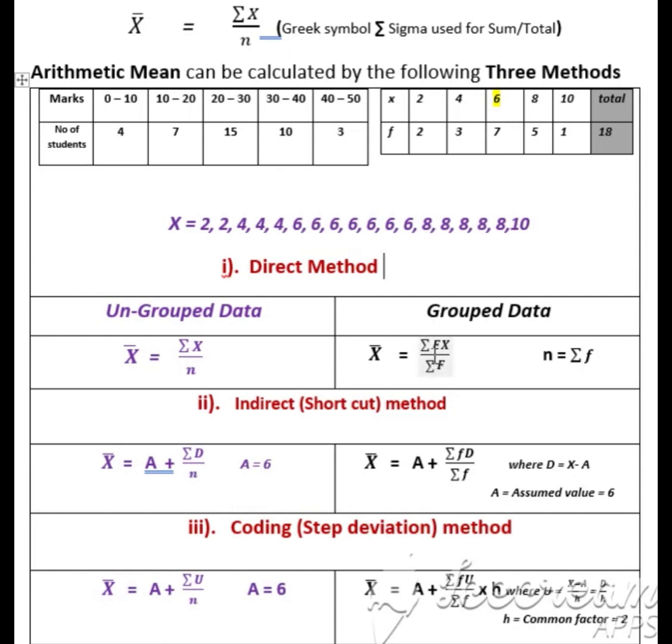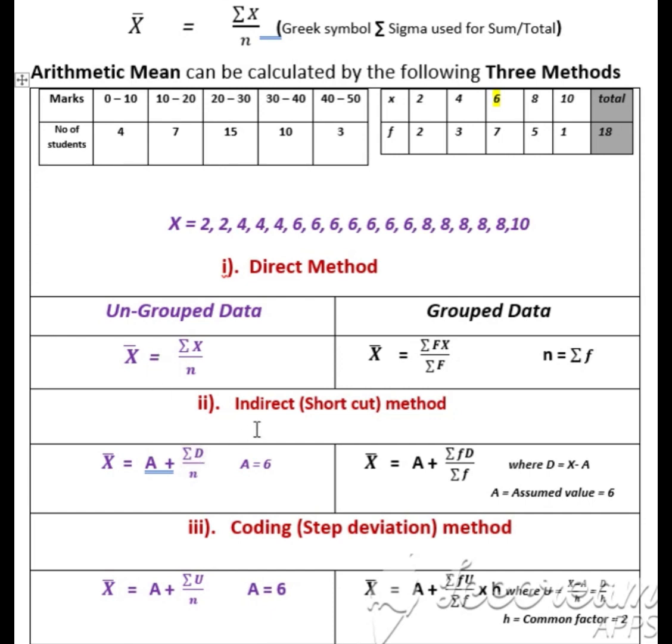Now here first you multiply f with x. So f times x. So 2 times 2 is 4. 4 times 3 is 12. 6 times 7 is 42. This time first multiply each one, then find the product of f multiplied by x, then find the total. Sigma means the total of the products, and then divide that total by the total of the frequency. So add up the frequency, which is 18, divide by 18, and you will get the answer.